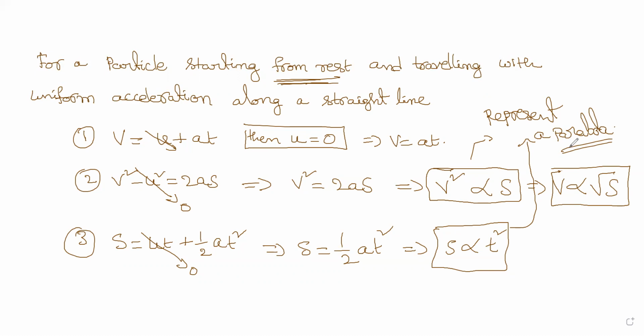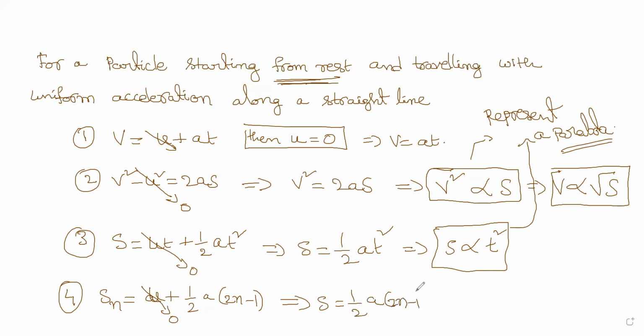Similarly, you have another equation, fourth one. Sn is equal to u plus half a into (2n minus 1). ఇది గుర్తుపెట్టుకోవాల్సి ఉంటుంది. This is a better equation. So here u 0 పెడితే s is equal to half a into (2n minus 1) and s is proportional to 2n minus 1.